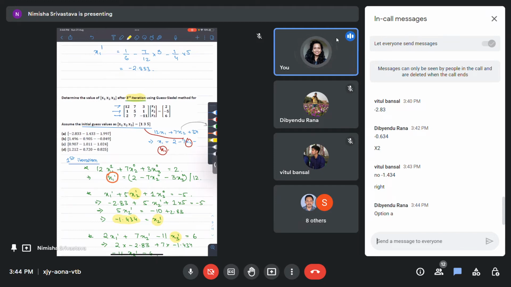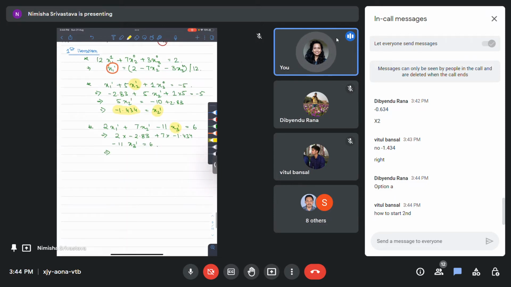So you've understood the process. Can we move on to the other method, that is the point successive over relaxation? We don't have much time left. Or should we complete this question? How to start second? Okay.